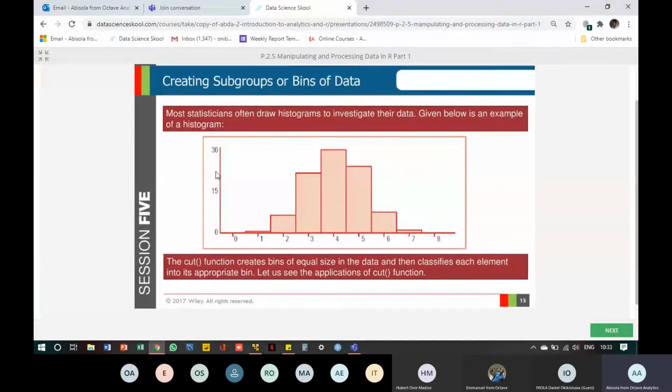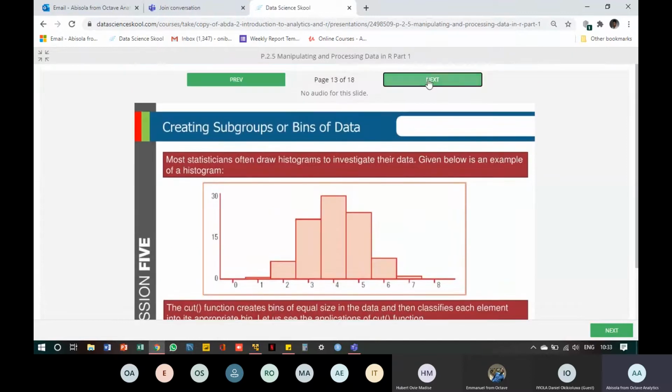That's about 20-something, and so on. So that's what a histogram does. And we have a cut function which helps us categorize our data into bins. That we're going to do in the practical session too.